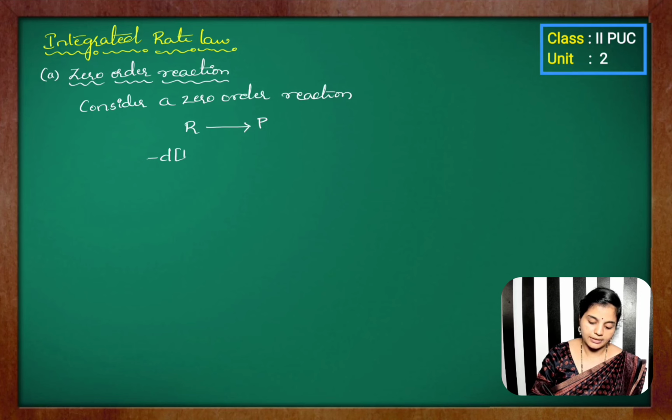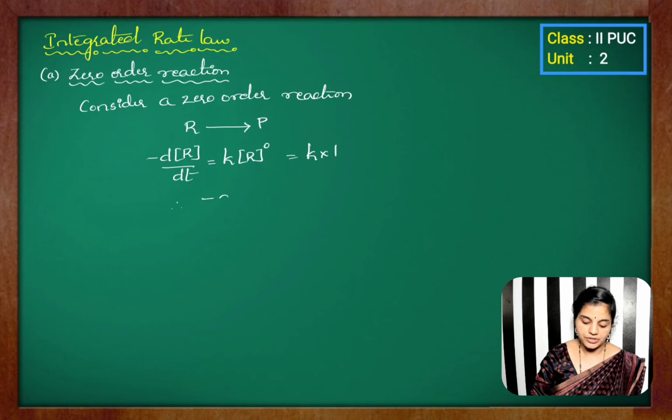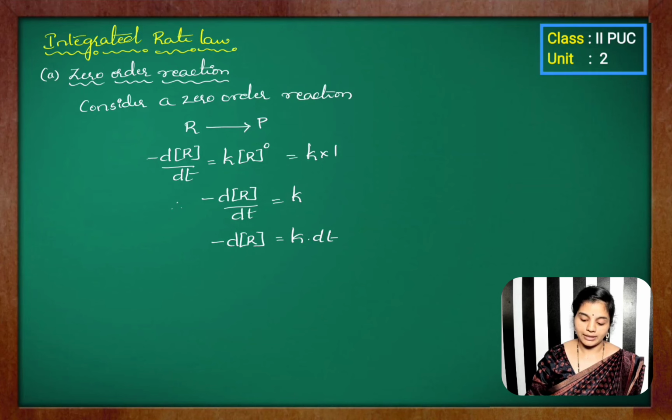as minus dR divided by dt is equal to K into concentration of R naught raised to 0. So this is equal to K into 1. So therefore I can write the differential rate law is minus dR divided by dt is equal to K. Rearranging this equation, I can write minus dR is equal to K into dt. Changing this minus sign towards the right hand side, I can write dR is equal to minus K into dt.